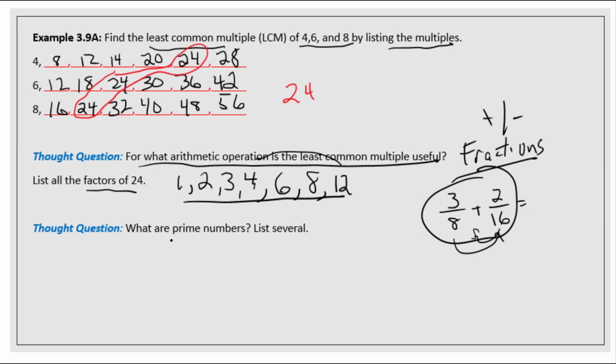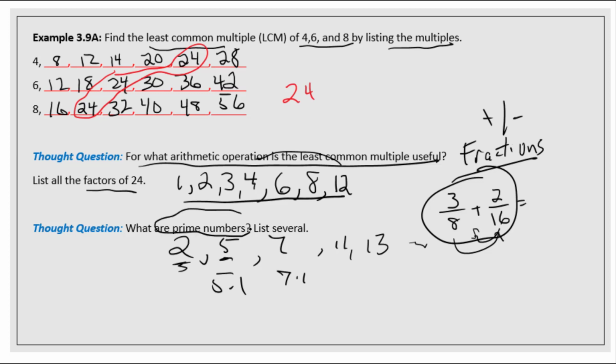A prime number has only factors of itself and 1. 2 is the only even number that falls into that category. And then there's 5, because the only factors of 5 are 5 and 1. And 7, because 7 and 1 are the only two factors. 11, 13, and the list goes on forever. And those are prime numbers.